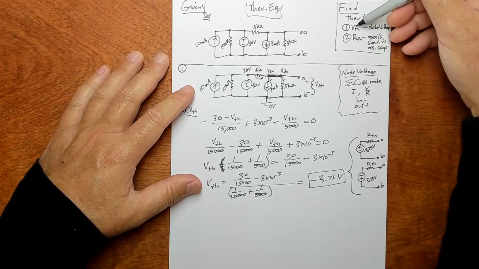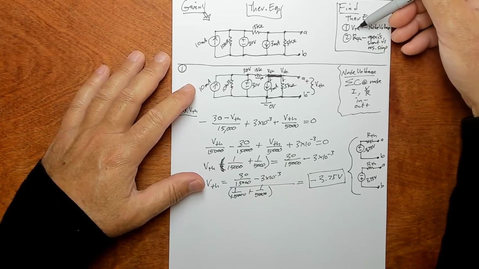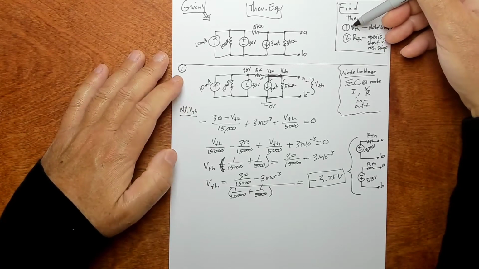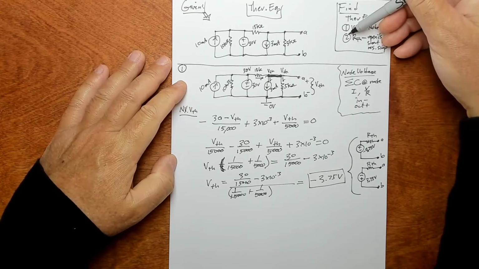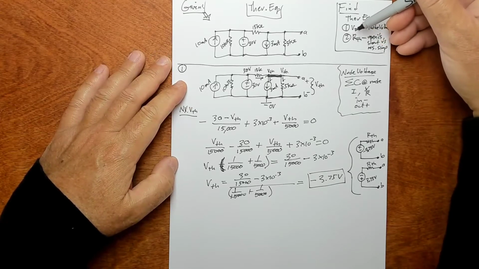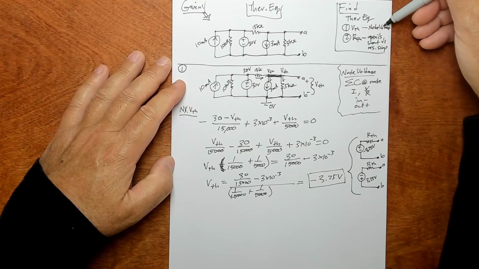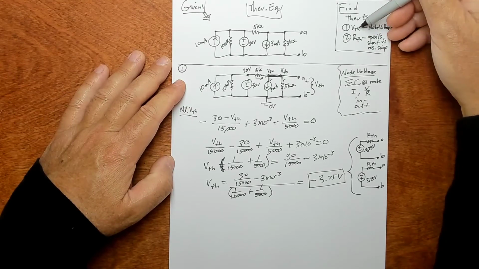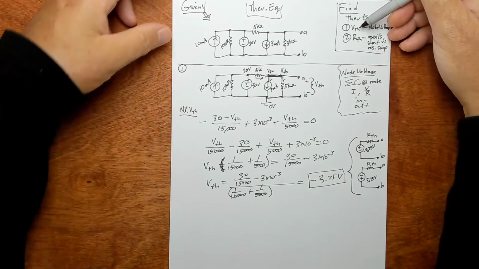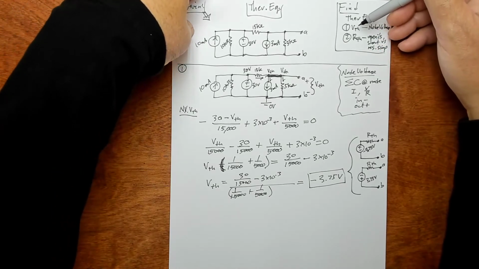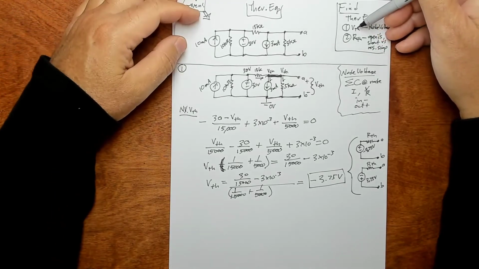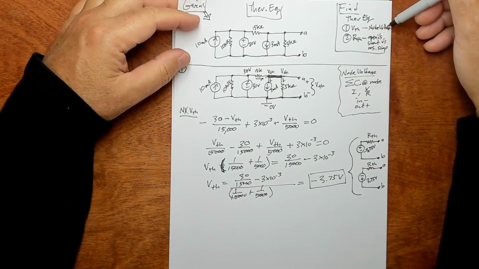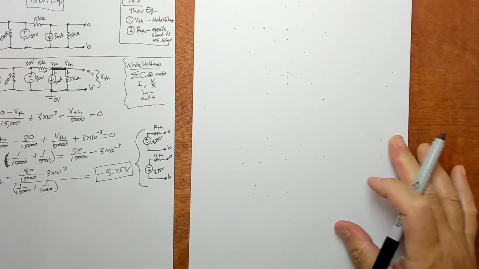We found V-Thevenin. Generally speaking, when you do these two processes, process one and process two, you could use a different methodology for each. Here, it turns out that node voltage worked for V-Thevenin. There are other methods you could use to find V-Thevenin, but here we used node voltage. That was step one. Now let's do step two.